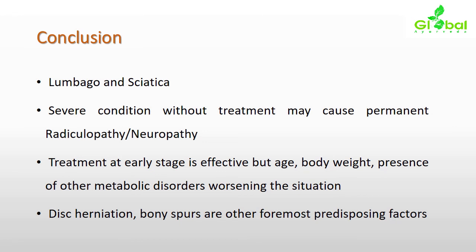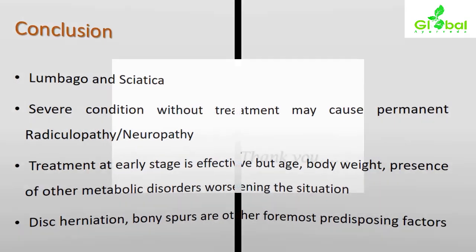Disc herniation and bony spurs are other foremost predisposing factors. Some other predisposing factors are conditions which will worsen the situation: disc herniation, formation of bony spurs. That was the topic called lumbago sciatica syndrome.